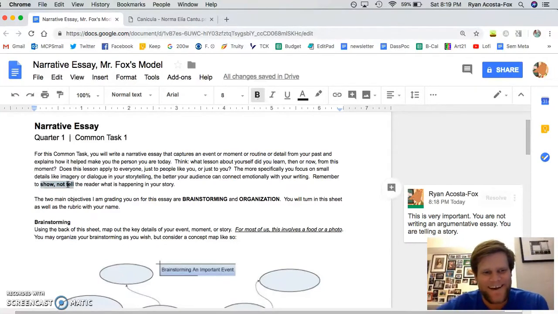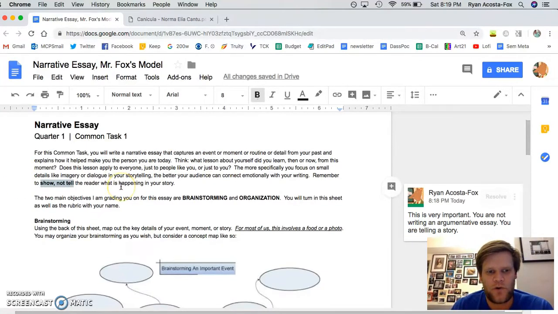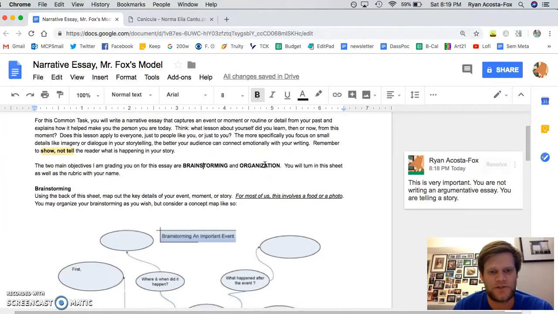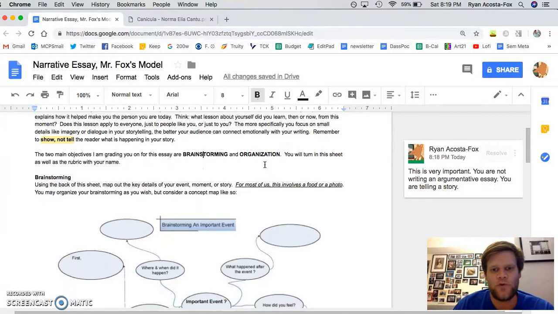Okay, I'm rambling. I'm going to grade you on two big things: brainstorming and organization. So that's what I would like to talk to you about in this essay. You are going to turn in this sheet, which is where your brainstorming will be, along with the rubric. You're going to staple those two together. Make sure your name's on it also.